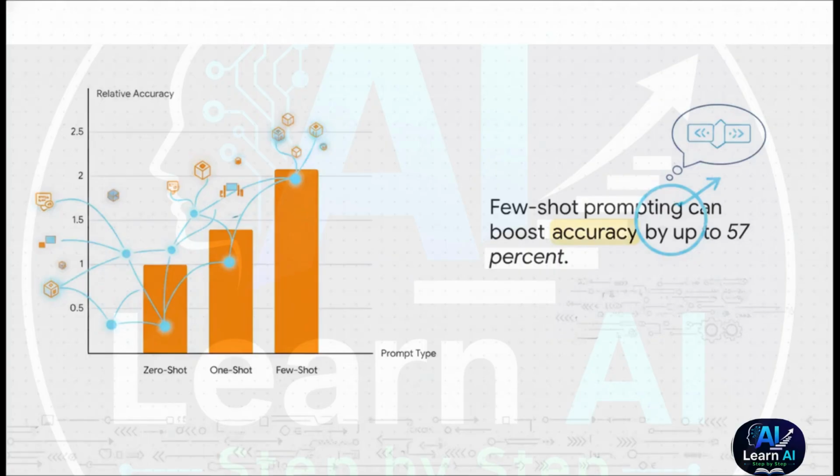And the data totally backs this up. Providing multiple specific examples inside your prompt, which is a technique known as few-shot prompting, can actually boost the model's output accuracy by up to 57%. That is a huge jump from a baseline prompt with 0 examples. Just giving the model a clear pattern to follow completely transforms the quality of what you get back.